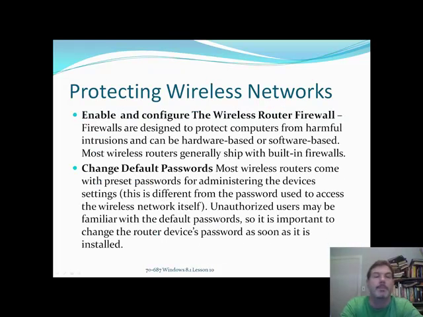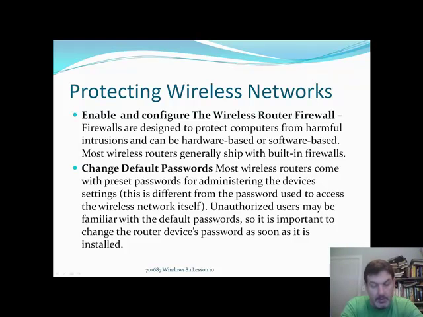Alright, so some other ways that we can protect the wireless networks besides encrypting them. Well, first and foremost, we need to enable and configure the wireless router firewall. Most wireless routers today do come with some sort of firewall. And firewalls are designed to protect computers from harmful intrusions. And they do this by monitoring the ports.